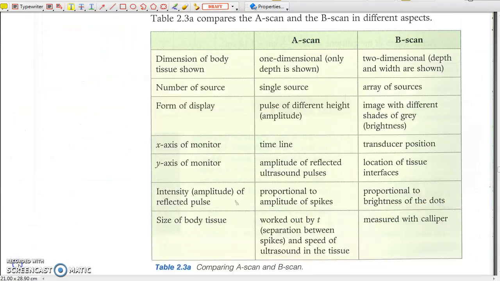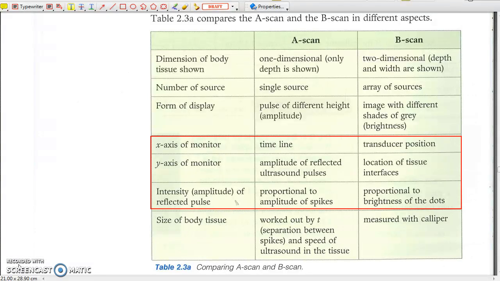possible. Table 2.3a is a summary and comparison of A-scan and B-scan. Please read it carefully to make sure you understand everything listed out here.